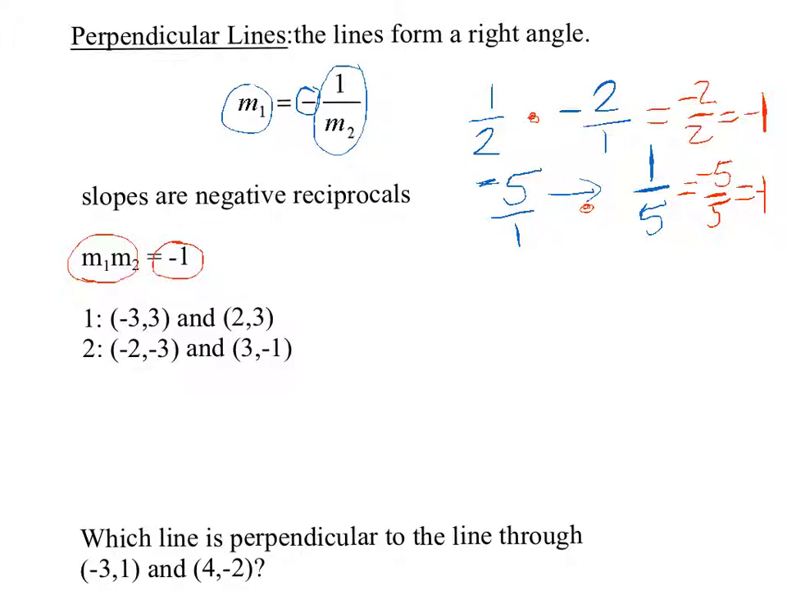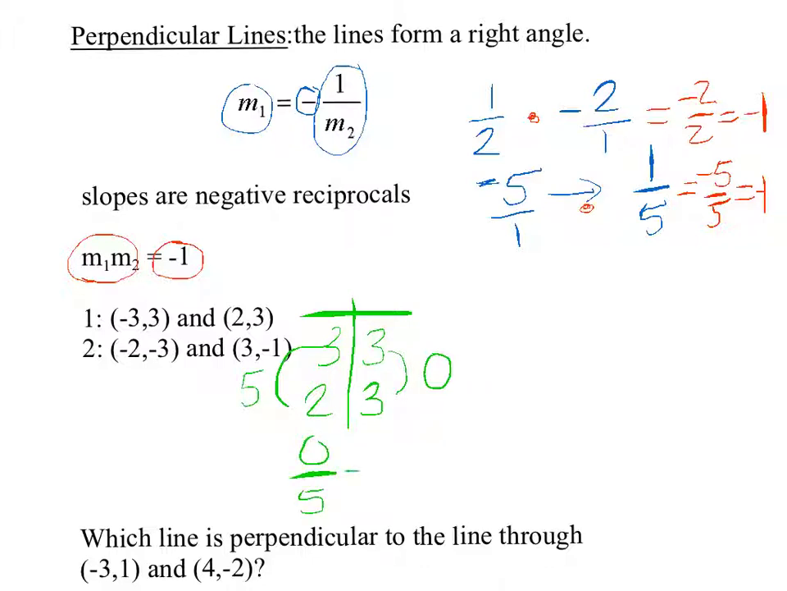So let's check here. I'm guessing, if I'm right, these two lines, 1 and 2, are going to have perpendicular slopes. So let's check it out. We've got negative 3, 3, and we've got 2, 3. So 3 to get to 3 is 0. Negative 3 to 2 is 5. So we've got 0 over 5, which reduces to just 0. If you think about that, that's a line going straight across. So I'm thinking this next one should be straight up and down if it's perpendicular, which means we should get undefined.